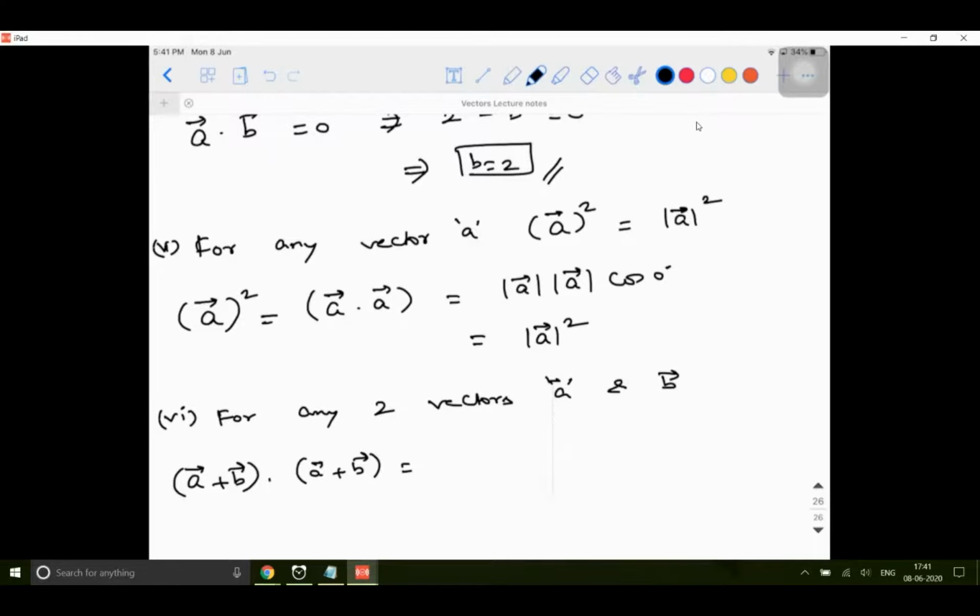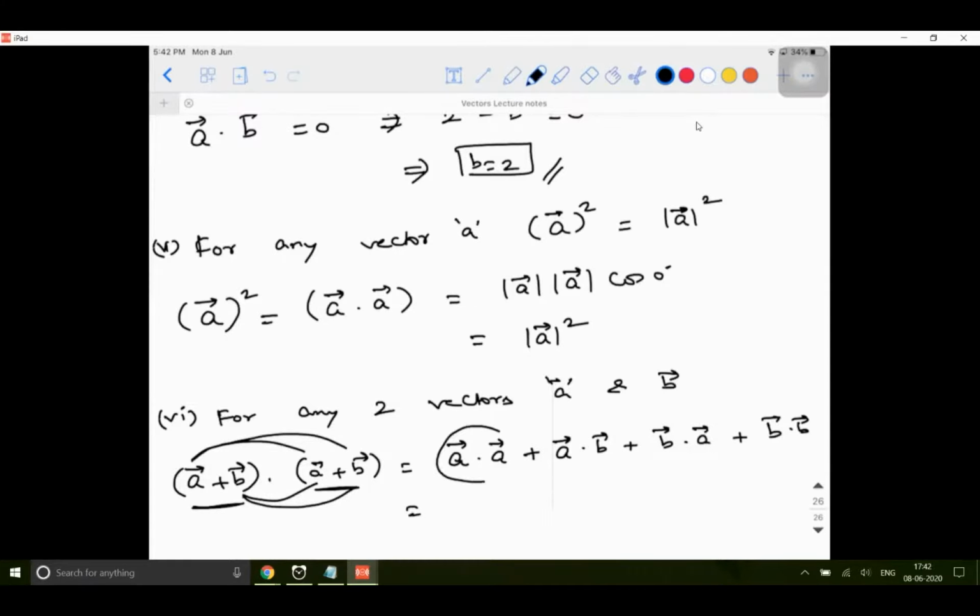Then how to do the dot product? It is like two terms here and two terms here, right? So whenever you have a scenario like this, that is going to be A vector dot A vector plus A vector dot B vector plus B vector dot A vector plus B vector dot B vector. What I did is A dot A plus A dot B, B dot A plus B dot B.